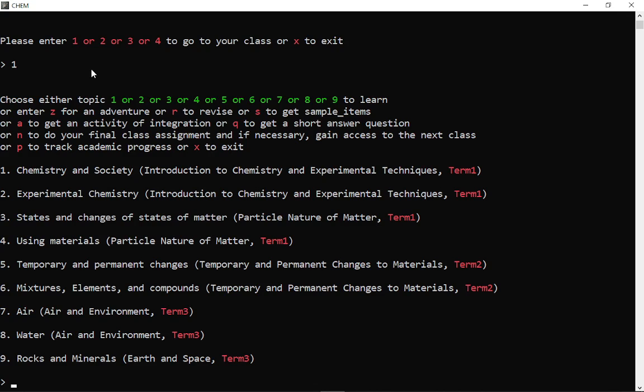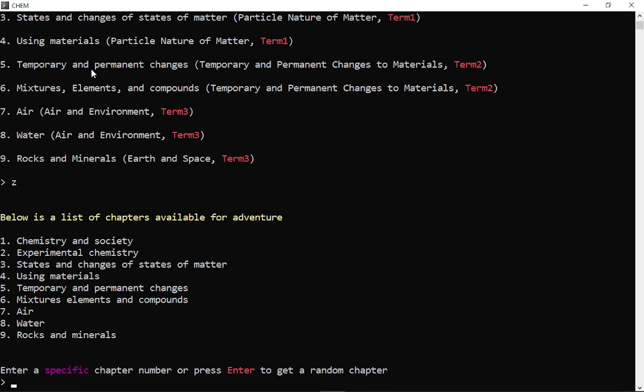So now we're going to look at the next option. We shall follow the order, so today we shall be covering the first option, which is Z. What happens when I enter Z? Fantastic, I'm going for an adventure. In an adventure I will choose a chapter I'm interested in. So maybe today, which adventure should I take on? Let me, for example, take on the adventure of air.